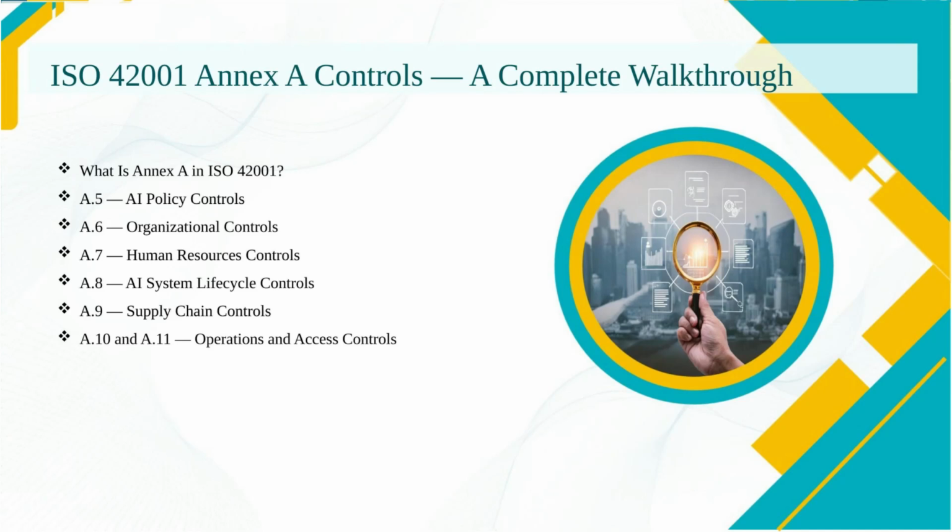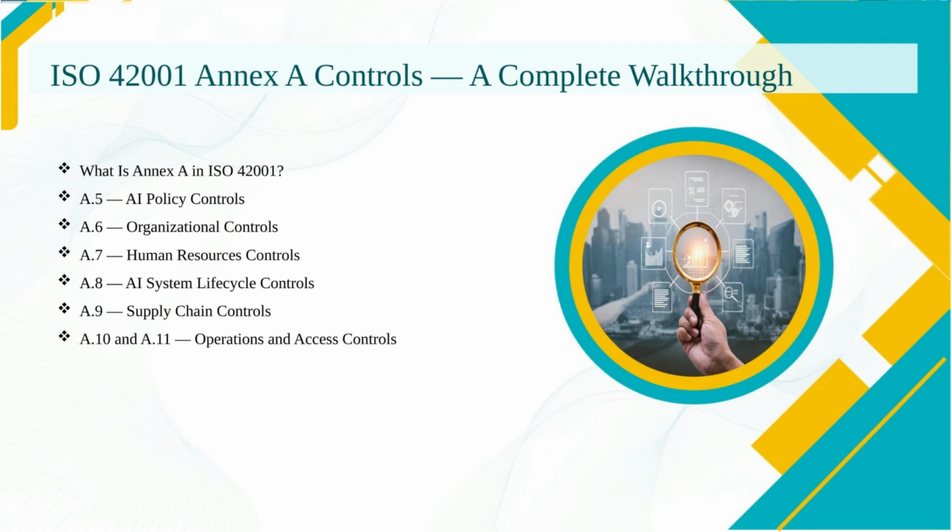This is the episode that ties everything together. Annex A is the control catalog at the heart of ISO 42001: 38 controls across 7 categories from A.5 through A.11. Every other episode in the series has been building toward the question, what specific controls do I need to implement? This episode answers that question directly, systematically, and practically.